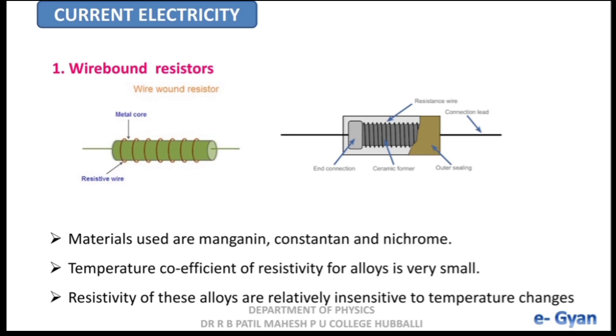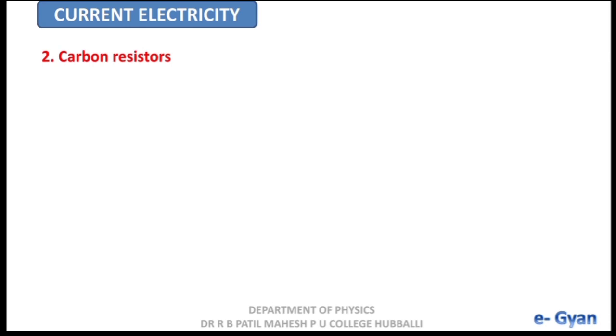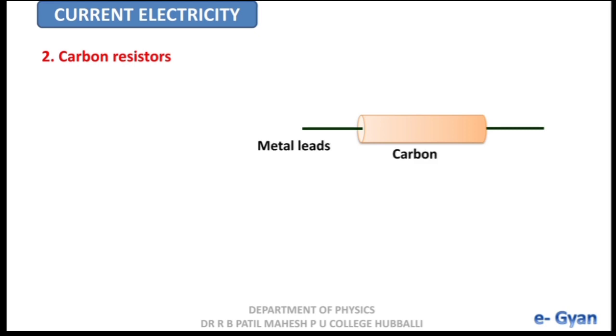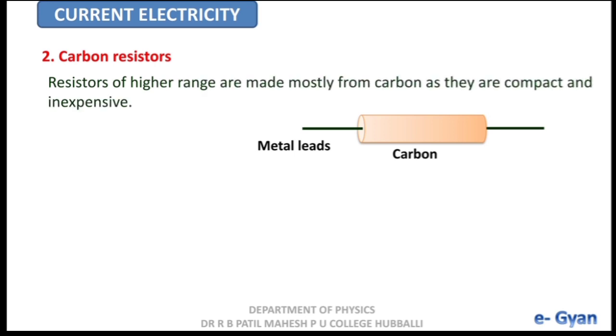Now let us move to the next one, carbon resistors. Carbon is enclosed in a cylindrical cover and two metal leads are connected to the extreme ends of the cylinder for external connection. Resistors of high range are mostly made from carbon as they are compact and inexpensive.